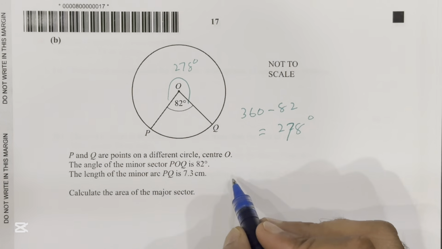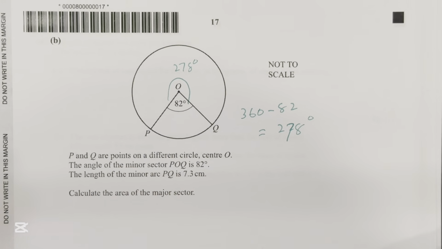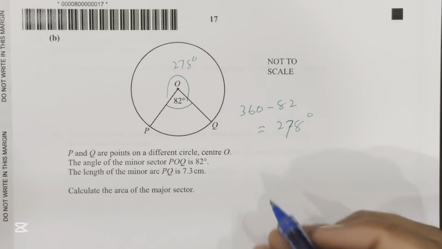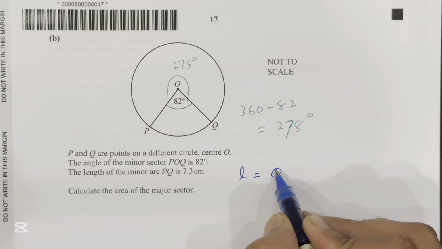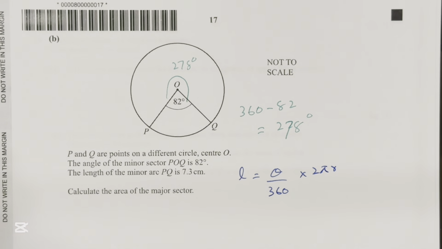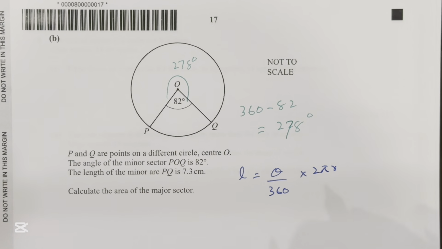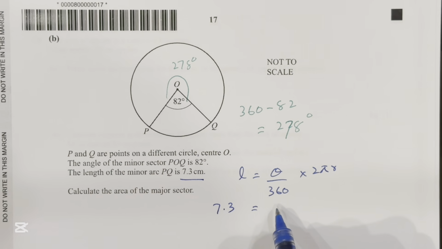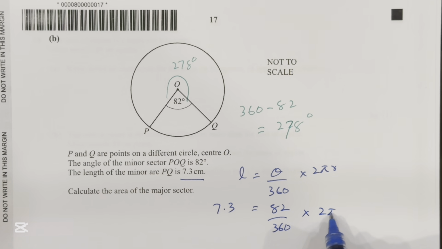Next we can apply the formula to get the radius by using the length of the minor arc, that is L is equal to theta over 360 multiplied by 2 pi r, because in both cases the radius would be the same, either it is a minor or the major sector. So the length of the arc for minor is 7.3 and theta is 82 over 360 multiplied by 2 pi r, and r is the only unknown value, so you can solve it.